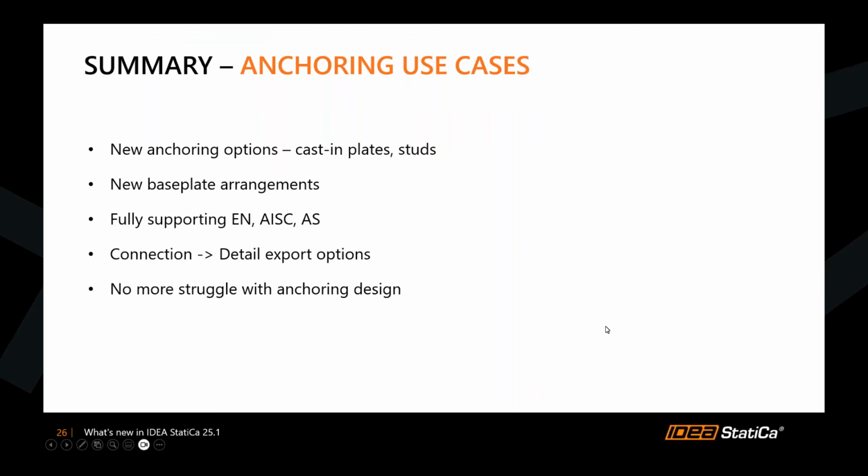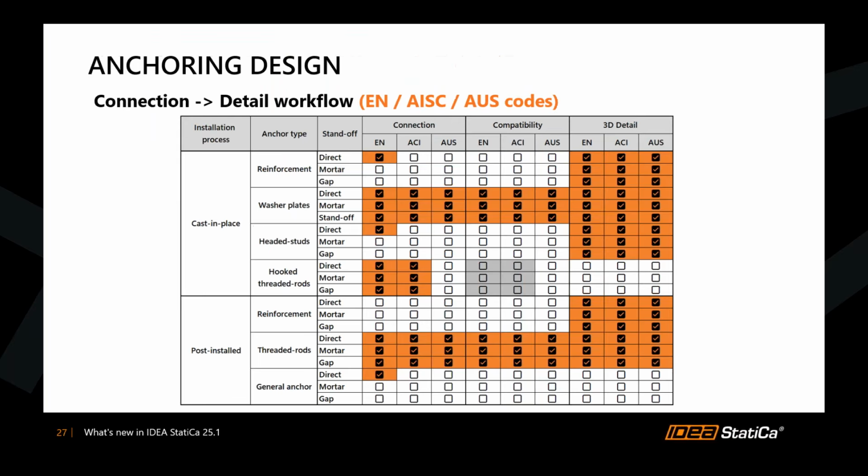So overall, there should be no more struggles with anchoring design. As I mentioned at the beginning, feel free to try it. There are a lot of situations where engineers are struggling. And here you can see the quick overview of what we are supporting right now. You can see the types of anchors. You can also see the three groups of application: connection and detail, and in the middle is the compatibility, which means you can export it.